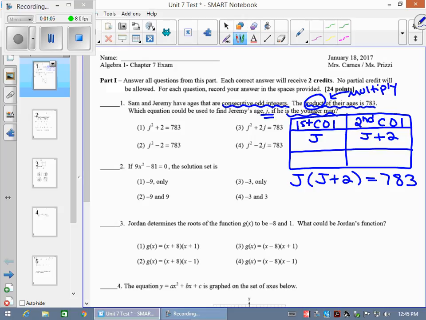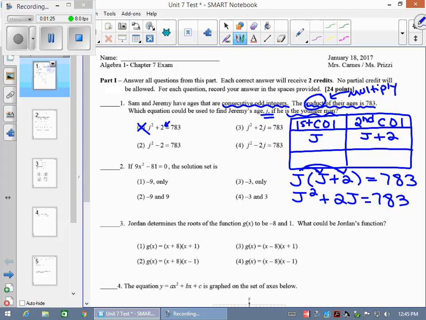This is not an option. However, this equation could be used to solve for j. They went a little bit further and distributed. So if I distribute the j, I would get j times j, which is j squared, plus 2 times j is equal to 783. Now, choice 1, they don't have the j next to, so they didn't correctly distribute.